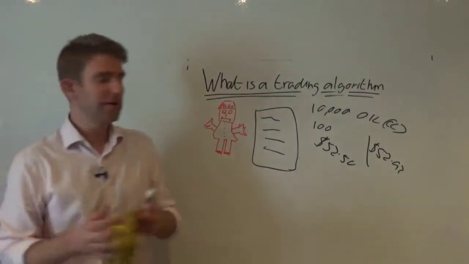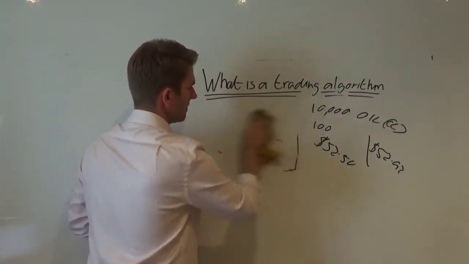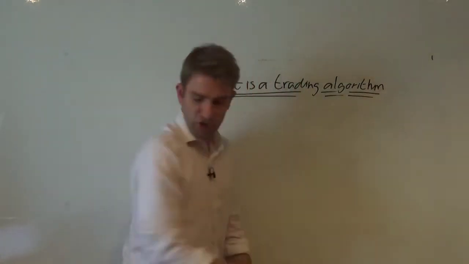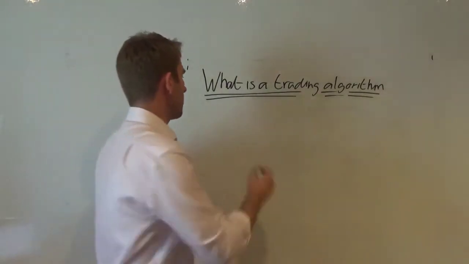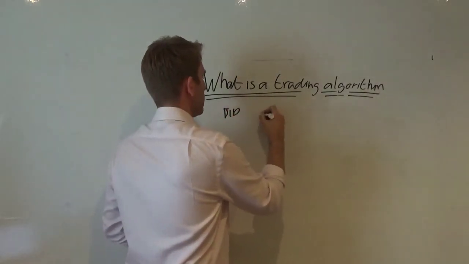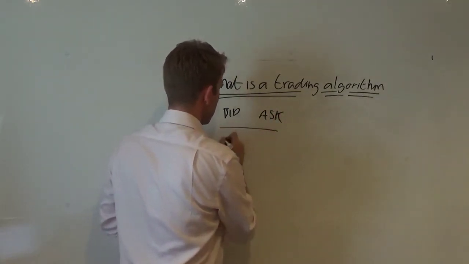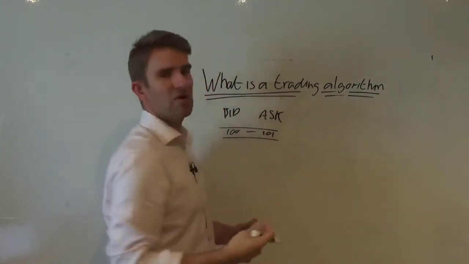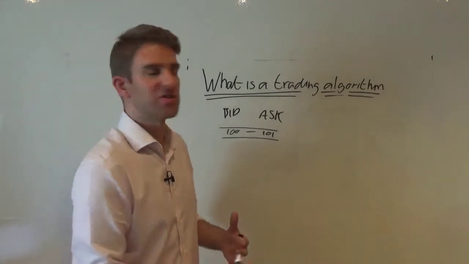Let me get my thing here, wipe off my guy. Another algo could be very simple, like just literally always offering a market. You've got your bid, you've got your ask. Let's just say we're 100 bid, 101 offer. Let's say the algo says, I always want to be 10 ticks away from the market in case someone flushes the market.